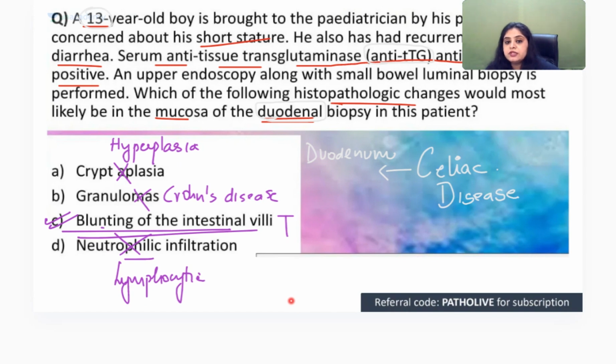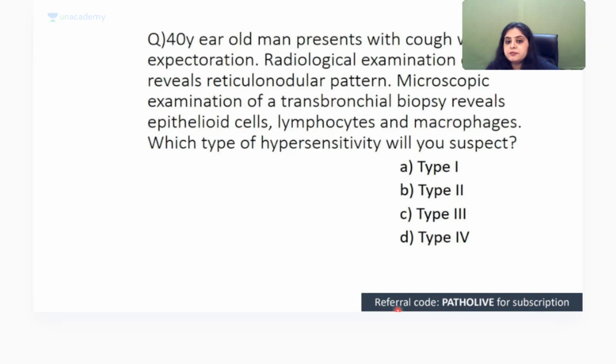Having done with this, let's move on to the next question. It seems to be a very simple one, and I hope you're able to get it in 15 seconds only. So this is a rapid question.